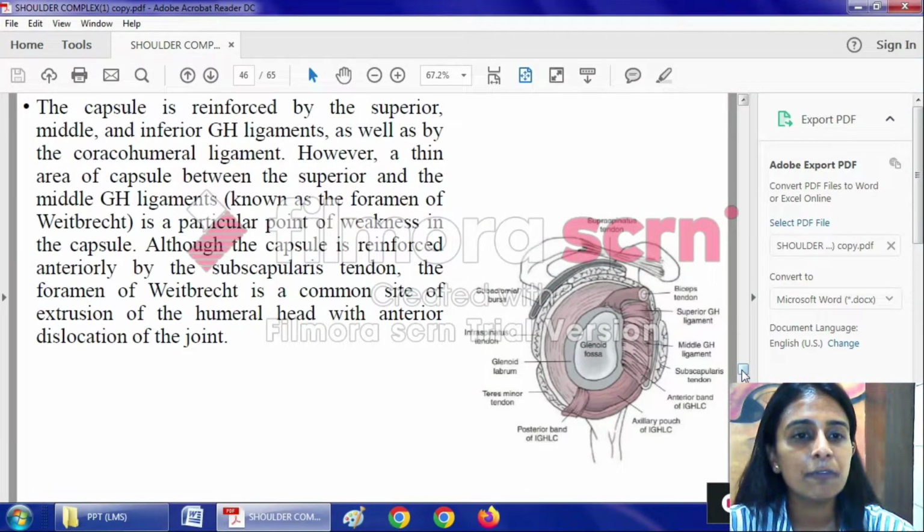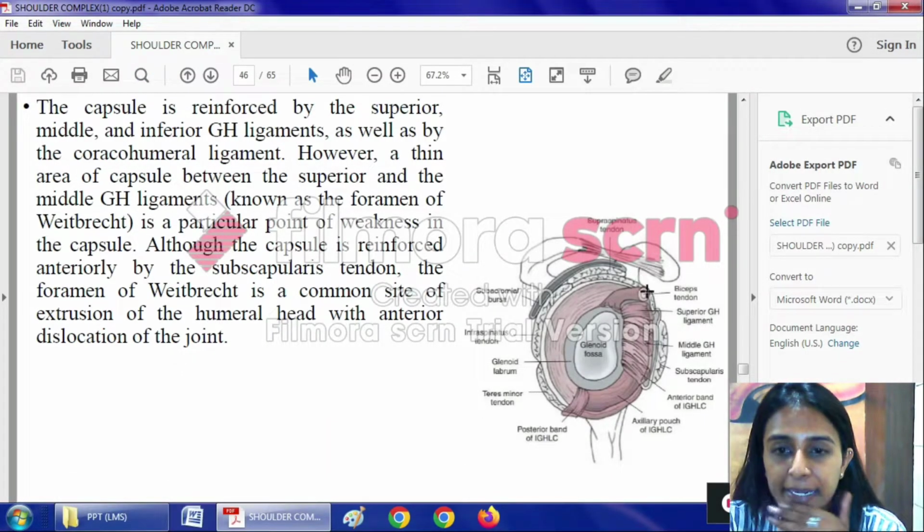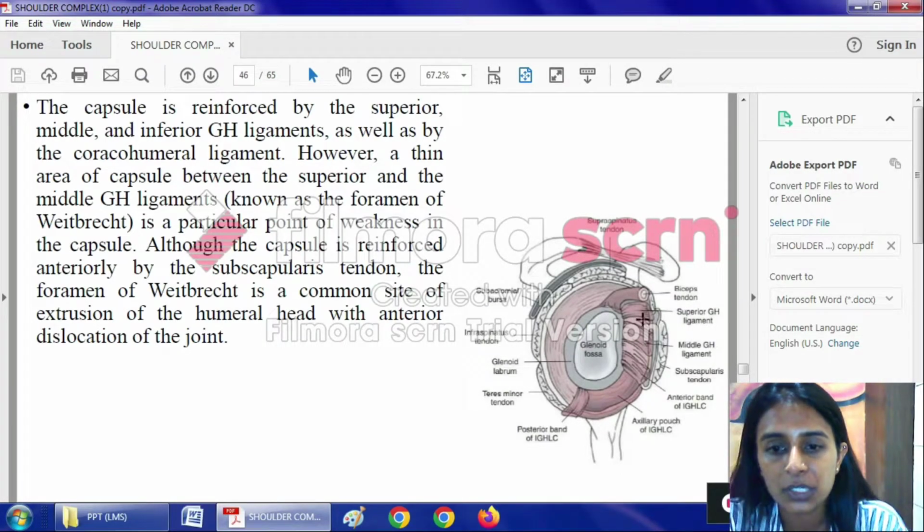The capsule is reinforced by the superior, middle and inferior GH ligament as well as by the coracohumeral ligament. However, a thin area of capsule between the superior and middle GH ligament is a particular point of weakness in the capsule, although the capsule is reinforced anteriorly by the subscapularis tendon. The foramen of Weitbrecht is a common site of extrusion of the humeral head with anterior dislocation of the joint. So this is the diagram in which all the structures are present here.